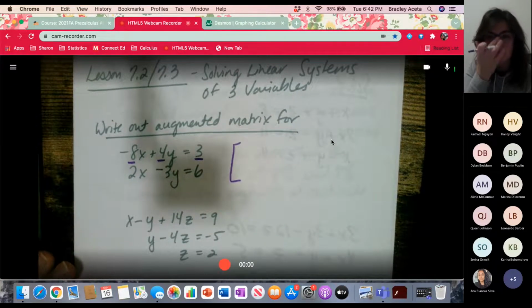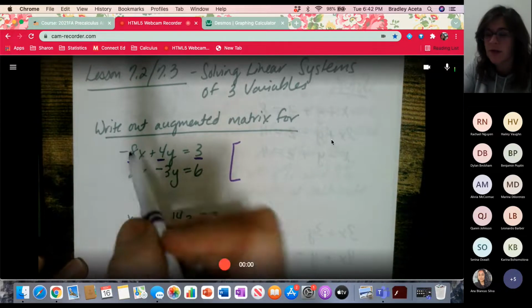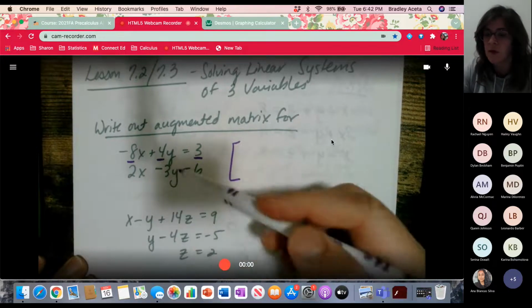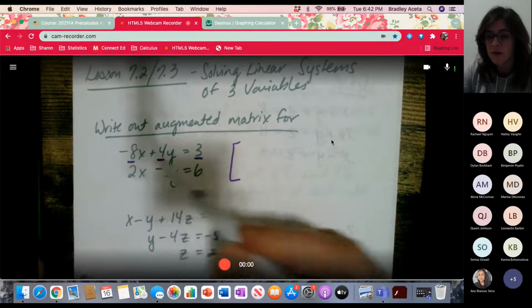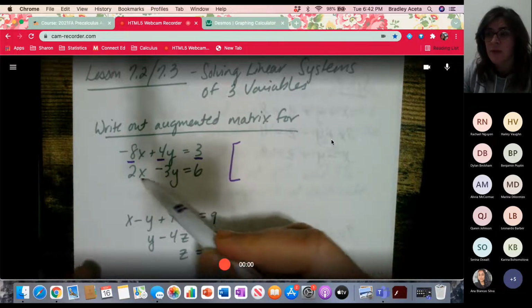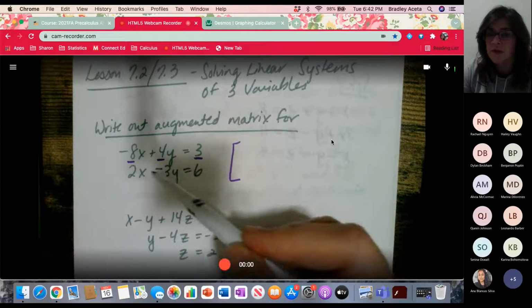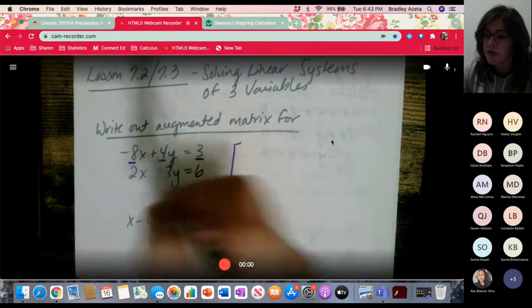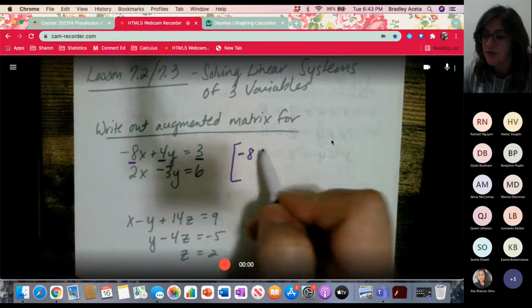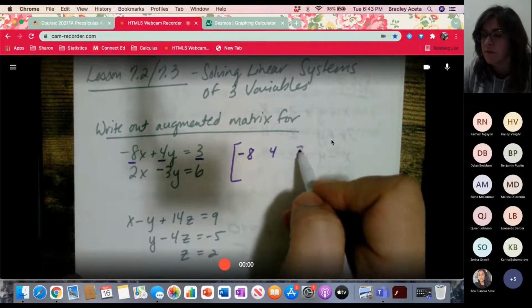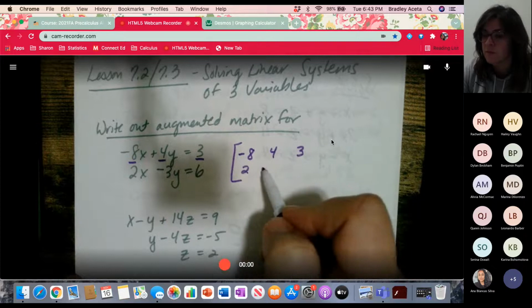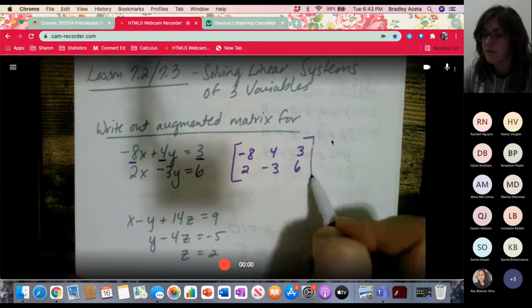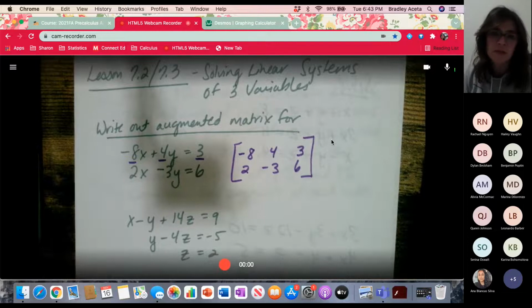Okay. Thanks, Rachel. So we're going to write out the augmented matrix. So we have, like I said, our X's, our Y column, and then our 3. So we want our system to be in correct order. It's called standard order. So now we're just going to write the coefficients, -8, then a 4, then a 3, a 2, a -3, and a 6. And you put it in these brackets. And that's it. That's the augmented matrix. That's all you have to write. It's very easy. Let's do another one.